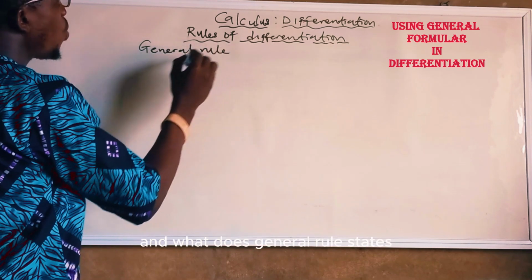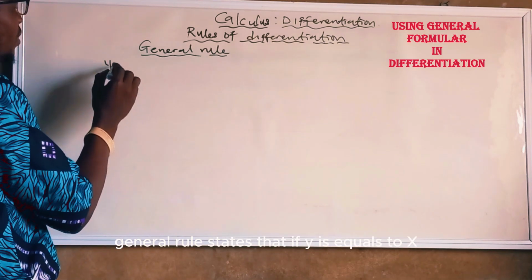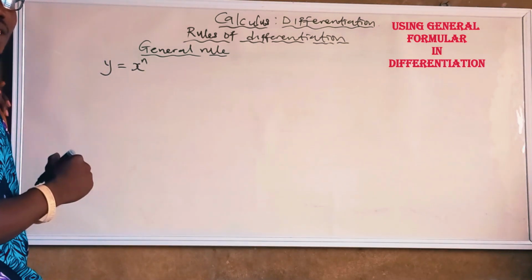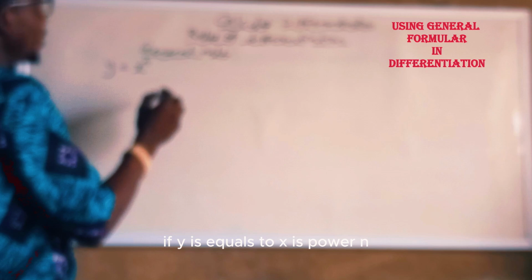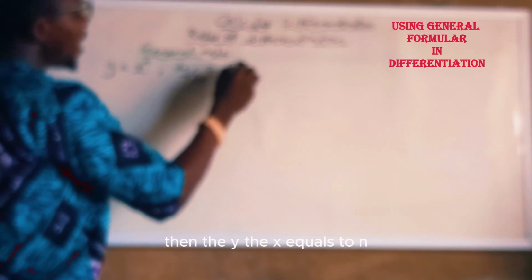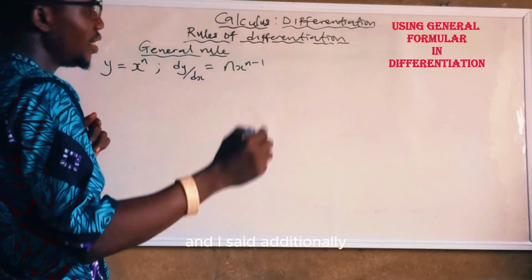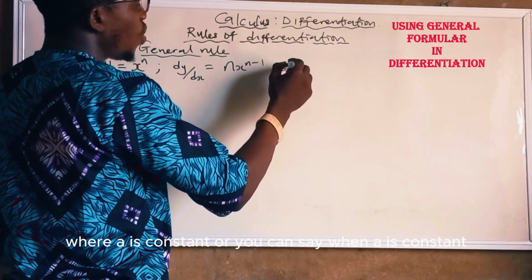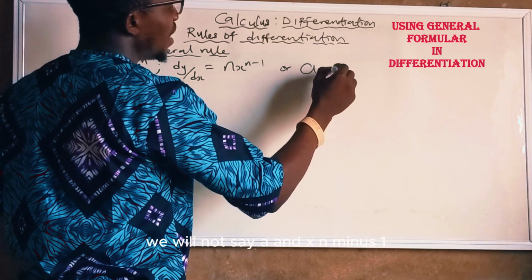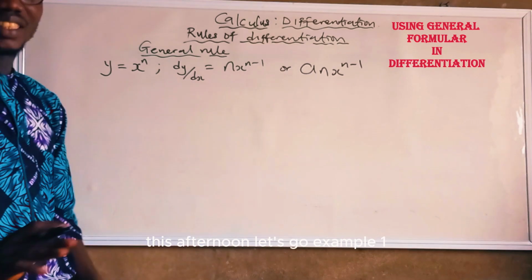And what does the general rule state? The general rule states that if y is equal to x raised to the power n, then dy/dx equals nx^(n-1). And additionally, when a is a constant, we say dy/dx equals anx^(n-1). So you will see the difference between this and this.